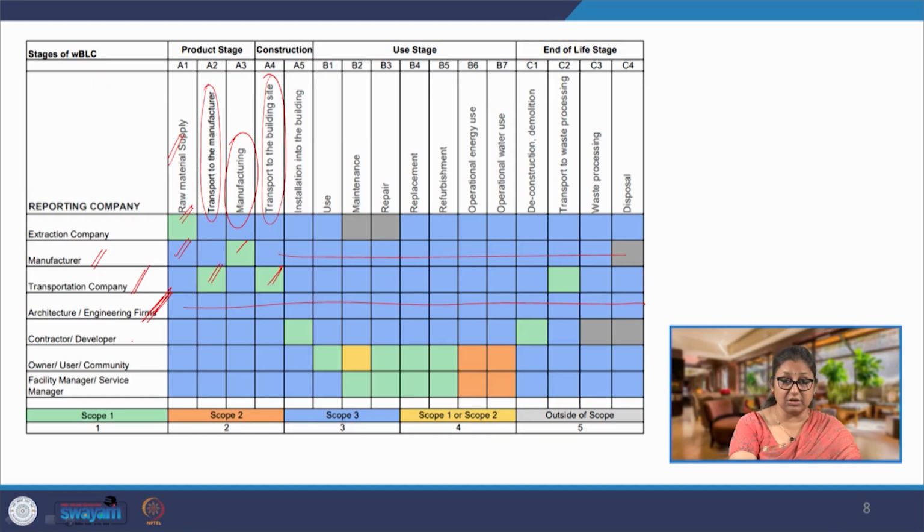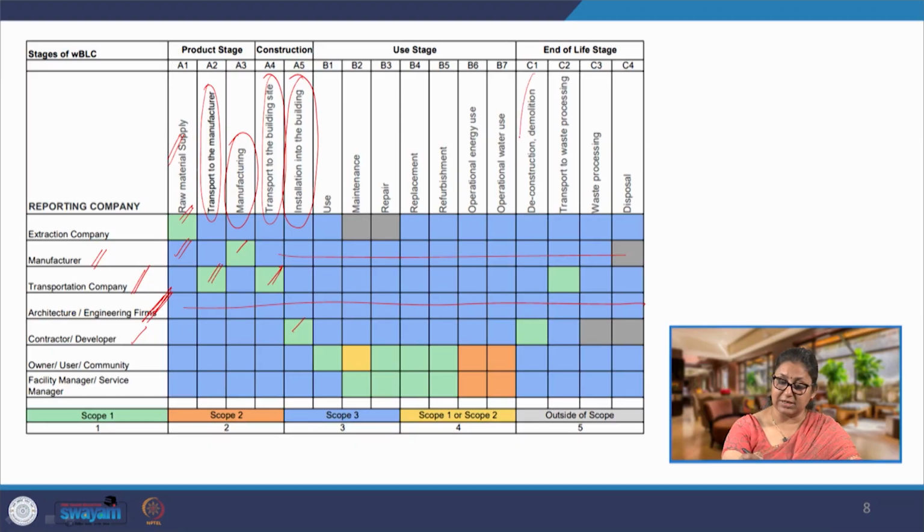Then we have the contractor or developer who is going to construct the building. For them, the direct emissions coming during the installation or construction of the building are going to be counted as scope 1, and the rest goes as scope 3. Also, if the responsibility for demolition or deconstruction of the building is with the contractor or developer, then the direct emissions resulting from this activity are counted here for the contractor or developer, and the rest is again in scope 3.